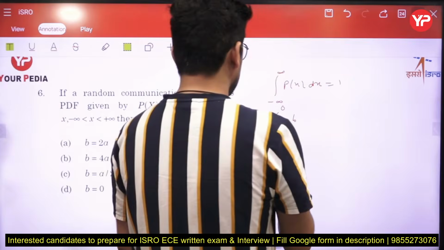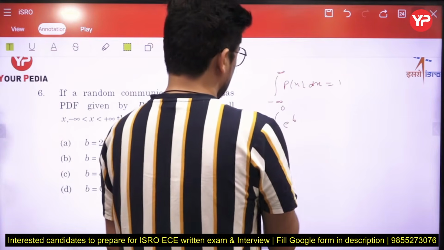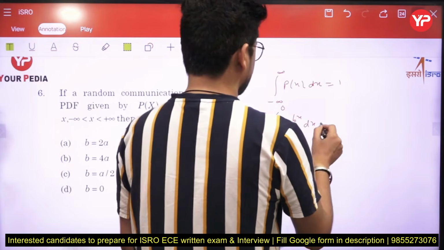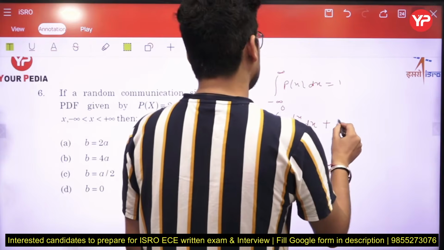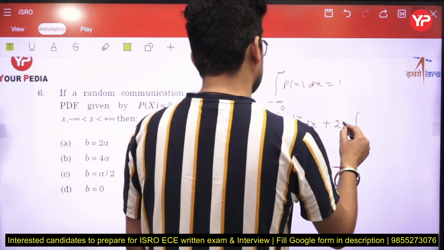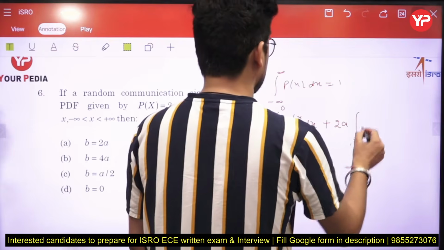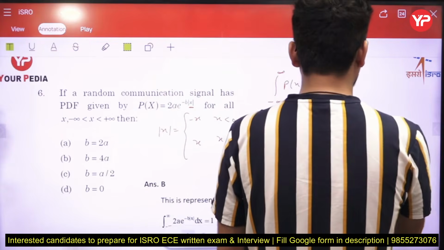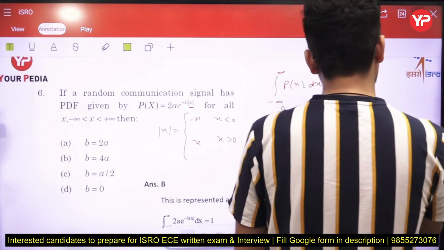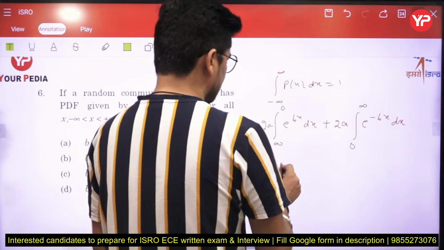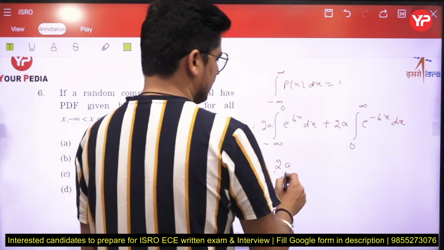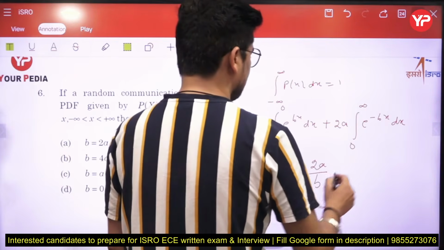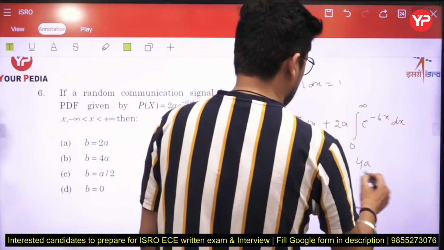So it becomes 2a, integral of e raised to the power bx dx. Then again plus 2a outside, integration from 0 to infinity of e raised to the power minus bx dx. Now it becomes 2a, and when you integrate this one, that is 1 upon b, and that will also be 2a upon b when you integrate that one. So it becomes 4a upon b.